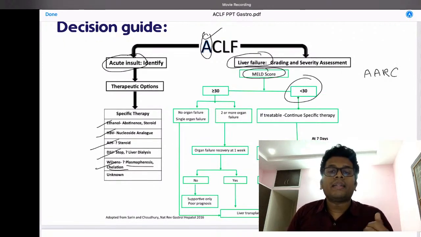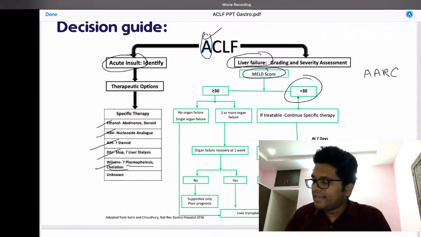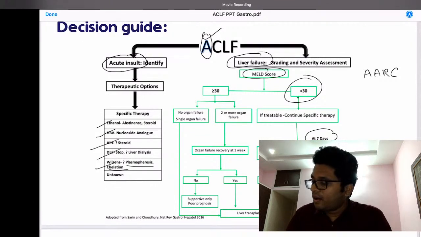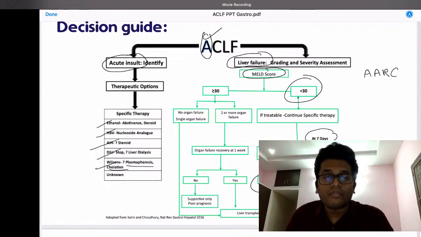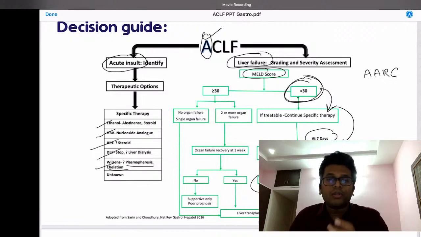So, apart from treating the acute insult, you should be able to give supportive care and see at day 7 whether there's any improvement with the patient. If there is improvement, then we can observe the patient. If there is no improvement or there is new organ failure, then we should be considering liver transplant. Okay. If the score is less than 30, apart from acute management, we manage the patient and observe for 7 days. If there is new onset organ failure, we should transplant. Okay, refer the patient for transplant.